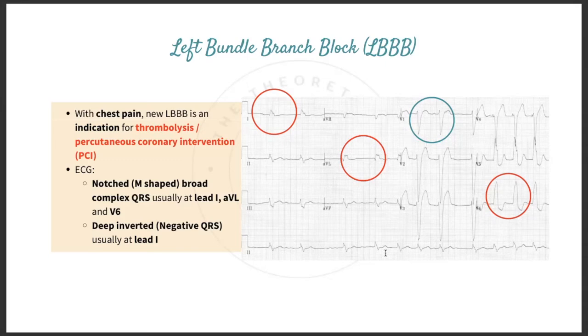So in the ECG, you will notice a notch, an M shape, broad complex QRS. So it's here, the red ones. M shape, it's like M. In leads 1, AVL, and V6. In lead V1, it's opposite, okay. So that's this one, this color, deep inverted negative QRS, or in other words, it's the W sign, okay. So left M. In V1, it's the other way around.